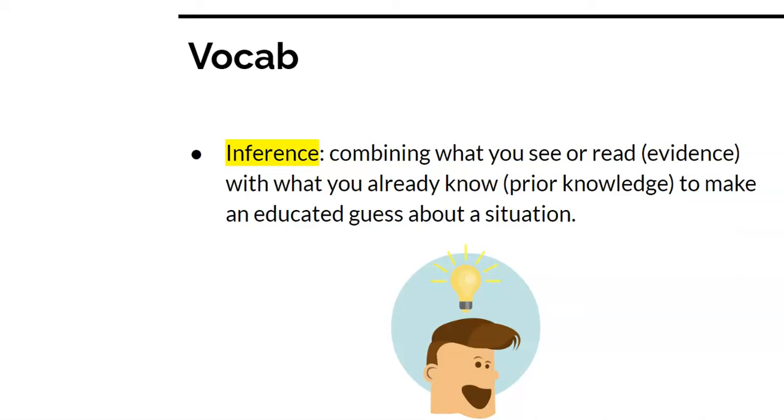Okay, so inference, this is where we combine evidence. So it's something that we might see or read. We combine that with what we already know, our prior knowledge. And that helps us to make an educated guess about a situation.